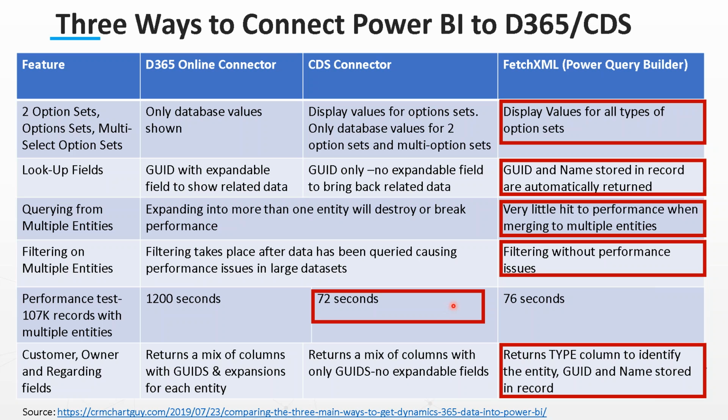And then this 4 seconds between the CDS connector and the Fetch XML just really is kind of meaningless in terms of the other benefits that you get from Power Query Builder. And then finally, when it comes to these weird fields, the multi-entity fields, I really prefer the way that the Fetch handles them, because when you're using those fields, you end up really wanting to get those multiple entities into a single column so that you can report on them together.